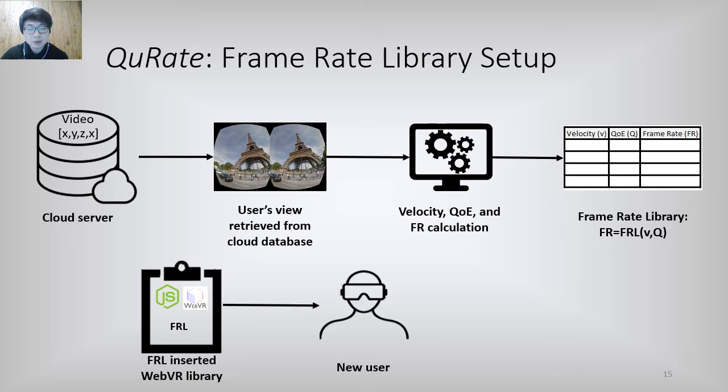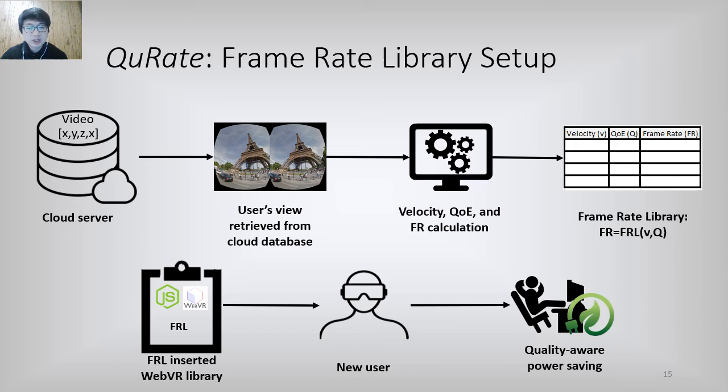So every time a new user comes in, we first set a QoE threshold, which tells the software the lowest QoE score we will allow in this streaming. Then, based on the QoE threshold and the velocity of the view switching in a certain time slot, we find the best frame rate for the user so that we can reduce the power consumption without bringing any noticeable QoE reduction.